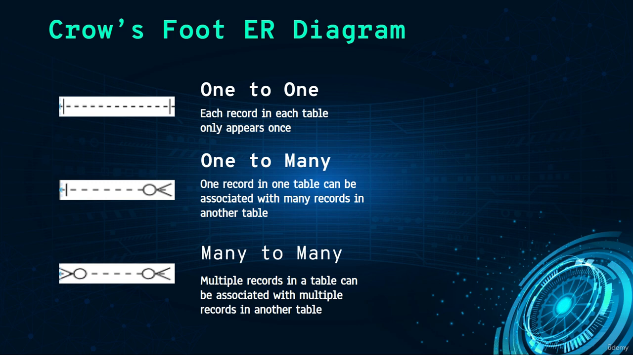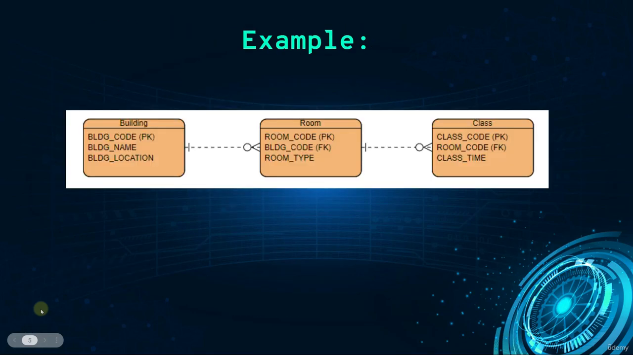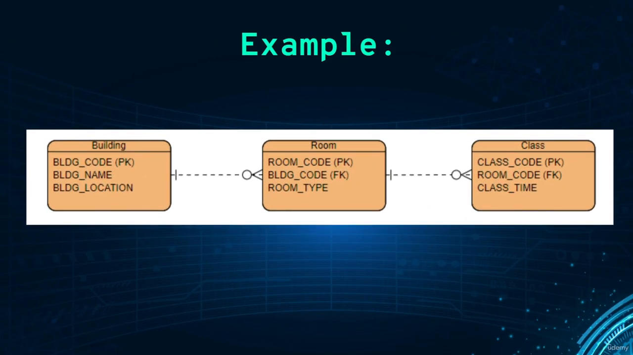The best way to show this is with an entity relationship diagram. This diagram shows how each relationship would be displayed visually for three tables: building, room, and class. The many side of the relationship looks like a crow's foot, which is the name of this type of ER diagram. Building code is the primary key for the building table and is connected to the room table. The same applies to room code, which is the primary key for the room table and the foreign key for the class table.